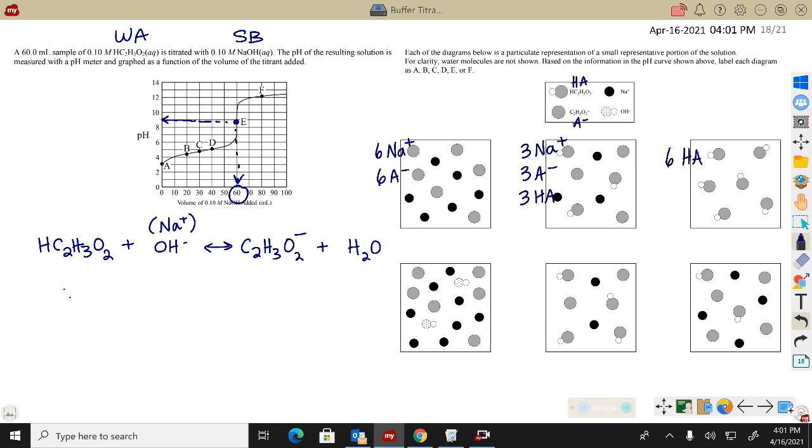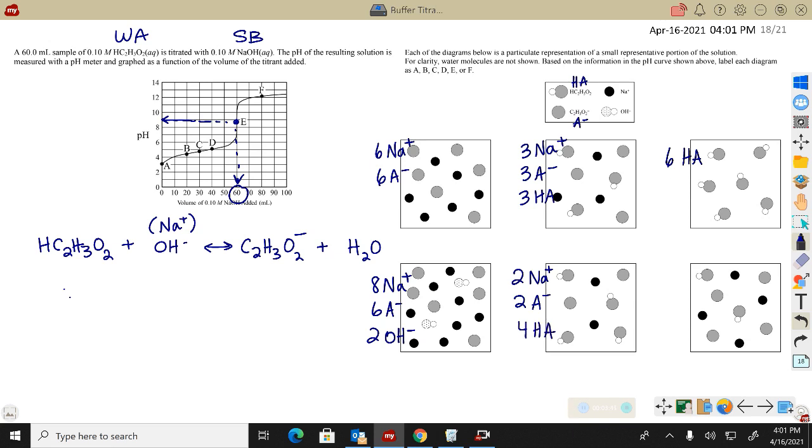And then on the bottom, oh brother, 2, 4, 6, 8 sodium. 1, 2, 3, 4, 5, 6. We'll call it A minus. And looks like 2 hydroxide. That's fun. Then I got 2 sodium. 1, 2 A minus. And 1, 2, 3, 4 HA.